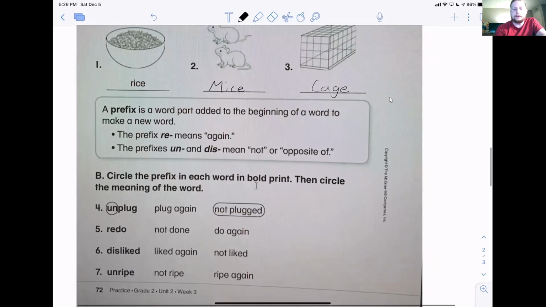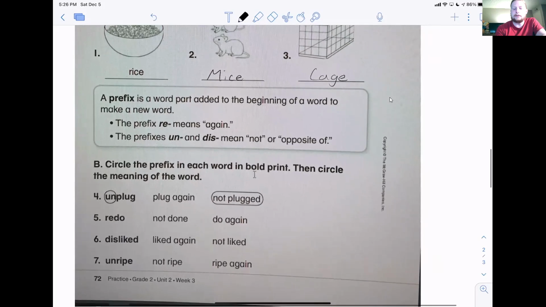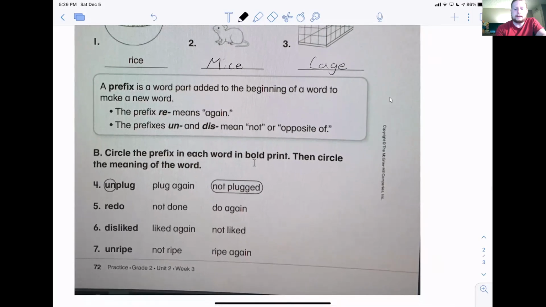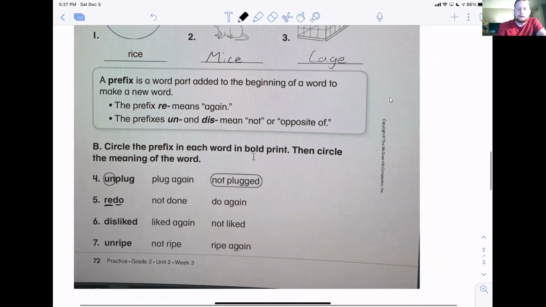A prefix is a word part added to the beginning of a word to make a new word. The prefix re means again. We talked about that in class. And the prefixes un and dis mean not or opposite of. For example, if I have a word like redo, we have re, which means again, and do means to do. So does re mean not done, or does re mean do again?